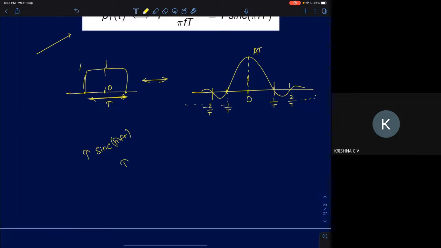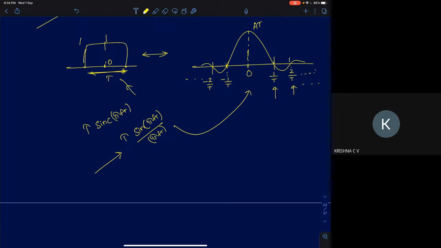So if I expand this, I'll get T times sine pi f T by pi f T. So this is the function you get. Okay, and I've plotted this function. The zeros of a sinc function will be at 1 by the time interval, 1 by the pulse width. So you'll get 1 by T, 2 by T, and so on.